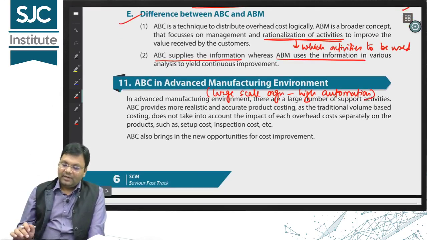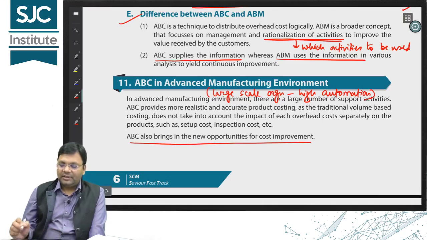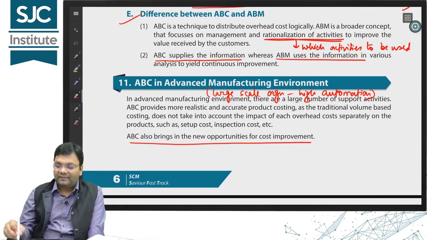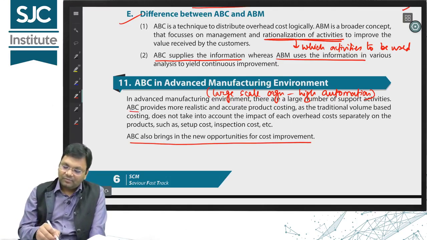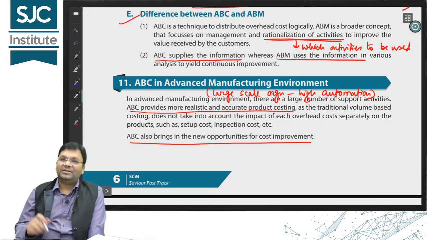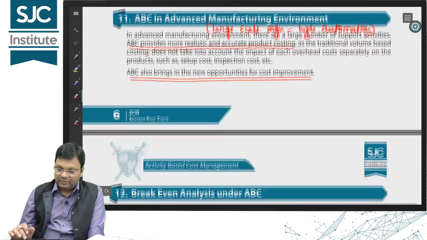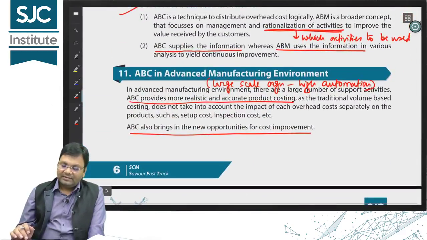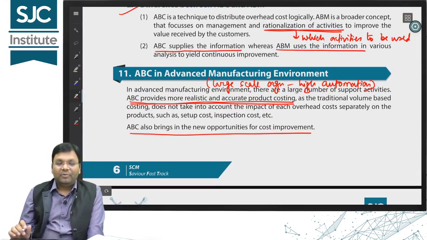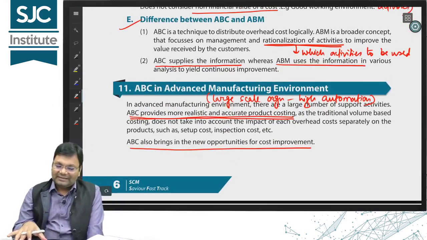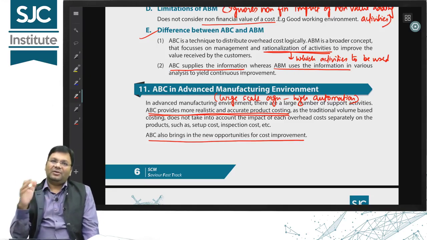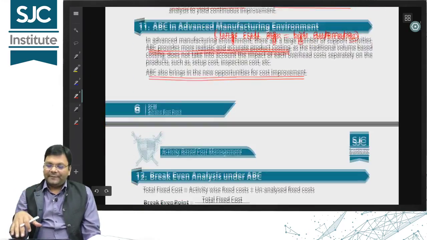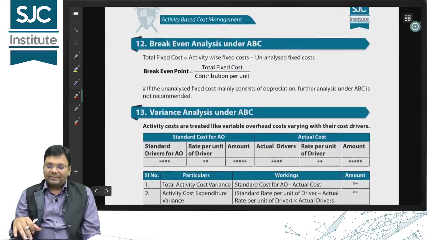So ABC there brings a lot of opportunities for cost improvement. Their traditional costing will not reflect the true cost. That's written in the first paragraph. ABC provides more realistic and accurate product costing. Traditional will not reflect the breakup of different costs over there. So this is our point number 11. So with this, the entire activity based costing discussion along with activity based management and budgeting gets over.